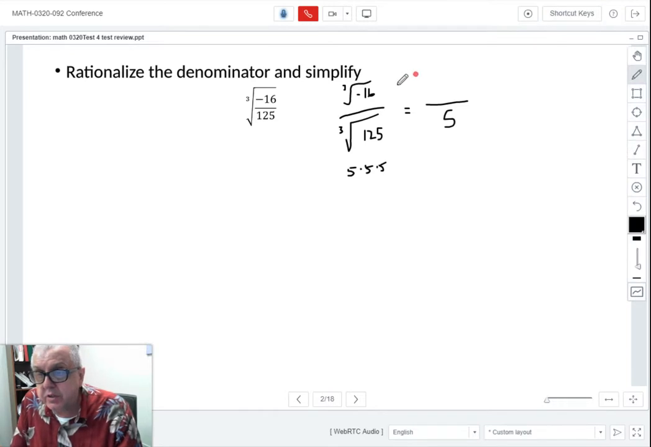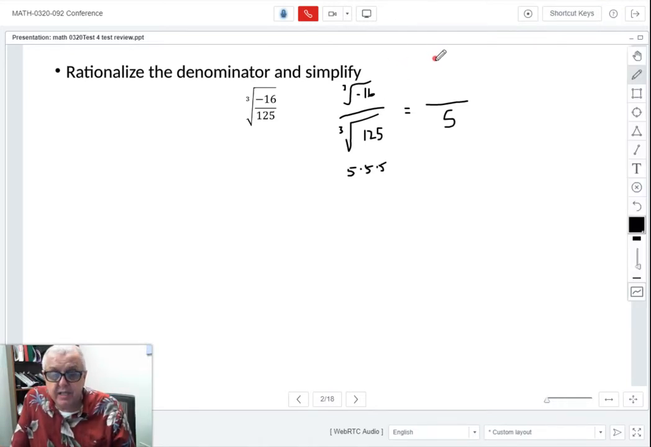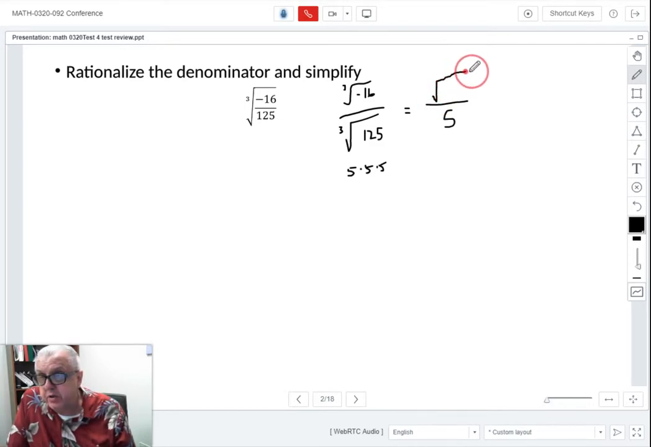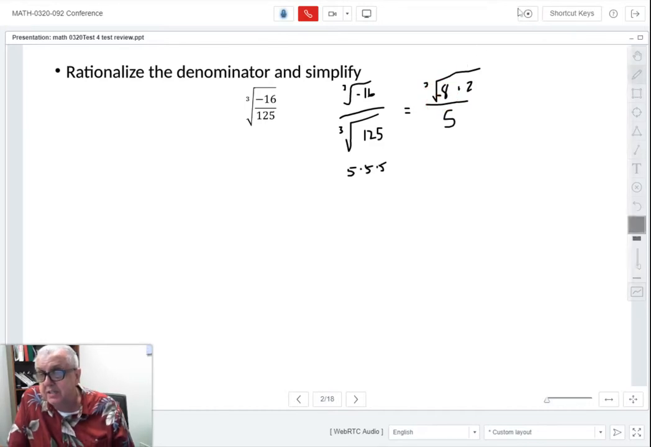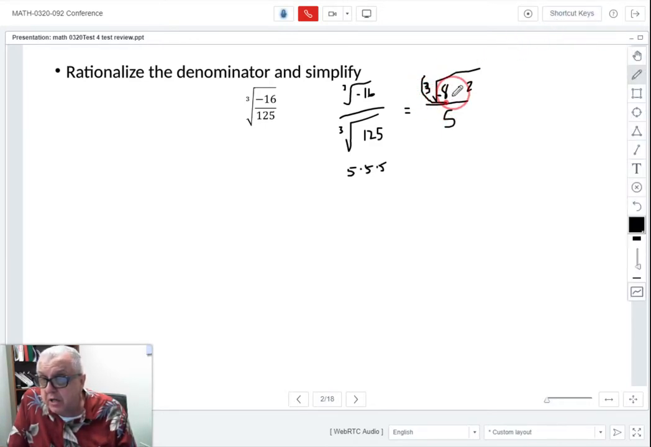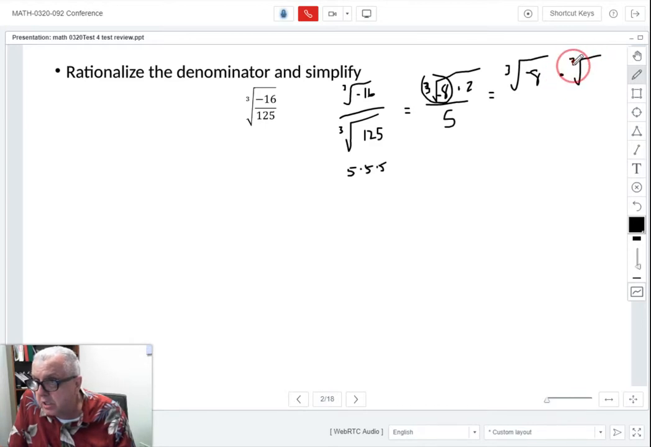All right, so now the third root of negative 16. You can only take negative roots of odd roots, third, fifth. So we can take a negative. The third root of 16 is the third root of 8 times 2, right? By the way, you can say negative 8 times 2. The third root of negative 8 times 2. The third root of negative 8, you can break this apart once again: the third root of negative 8 times the third root of 2.